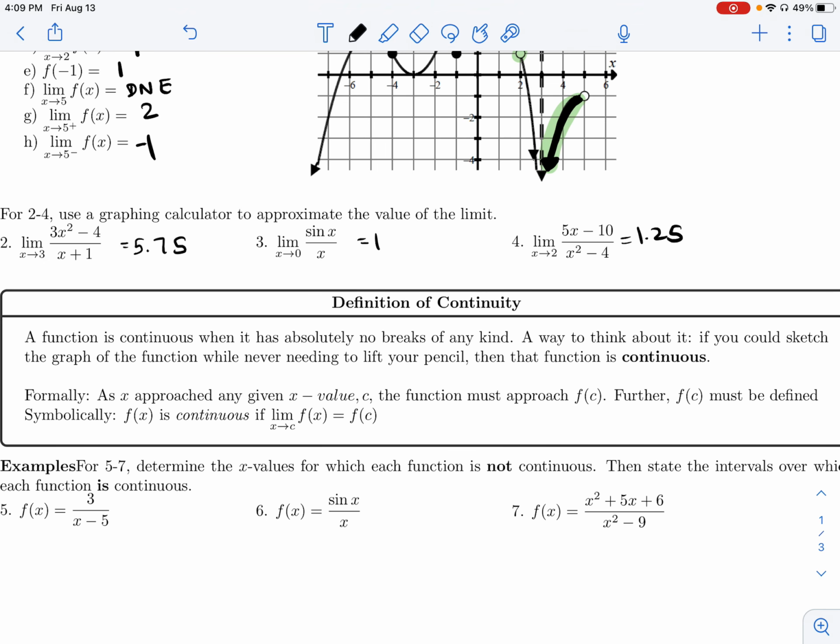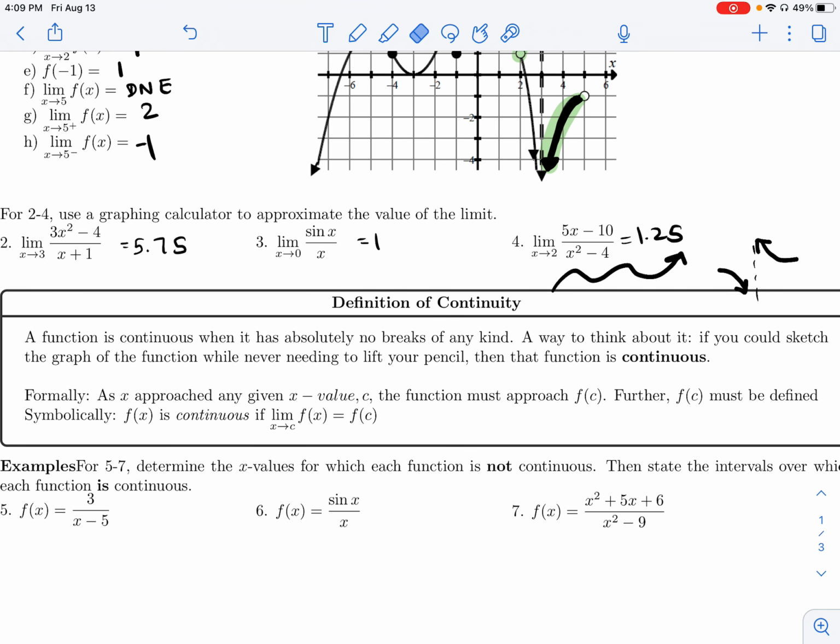We might say something like, hey, if you can draw the function without ever lifting your pencil, then we have a continuous function. But if you ever have to lift your pencil in order to graph this function, then this function is no longer continuous. And that's fine. It worked well enough for what we had to do in the past. But let's try to have a more formal definition.